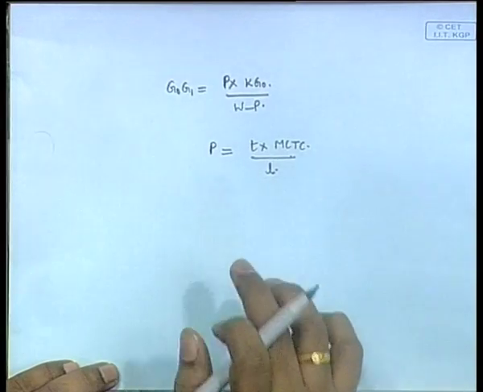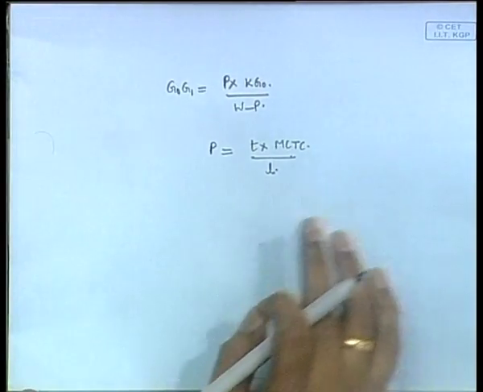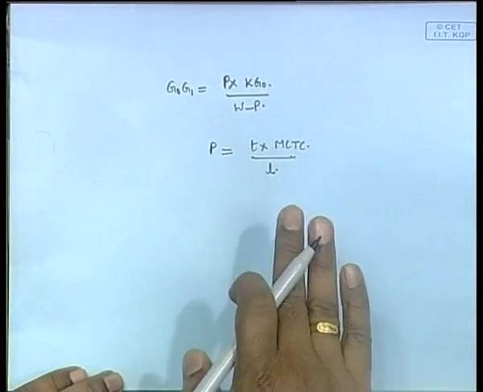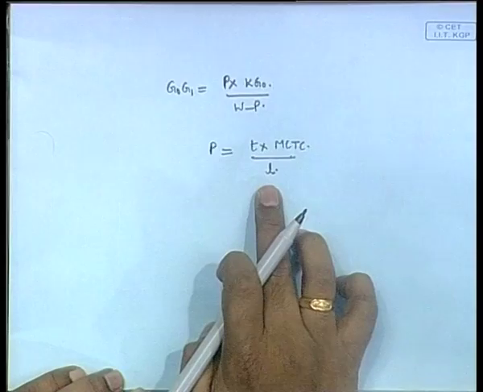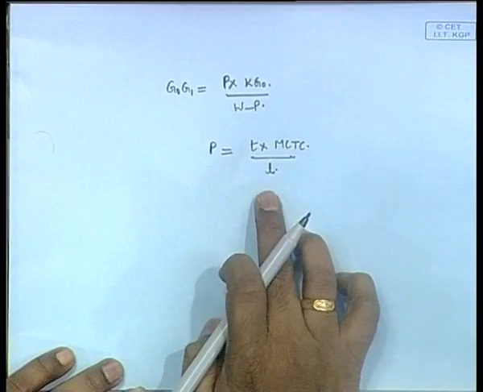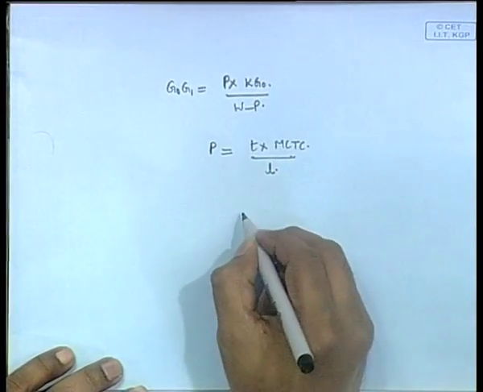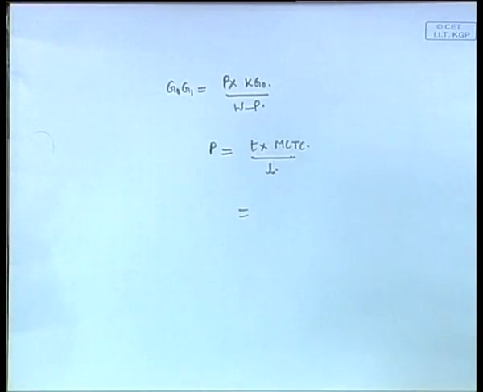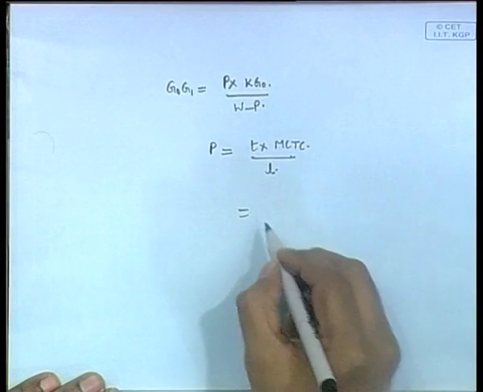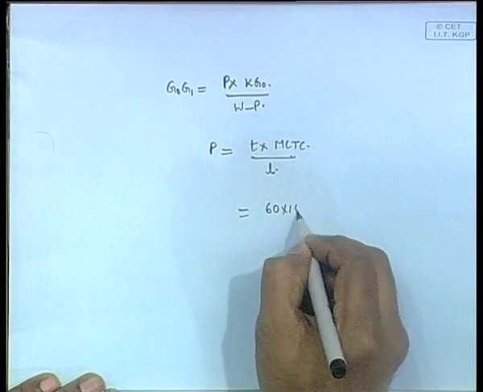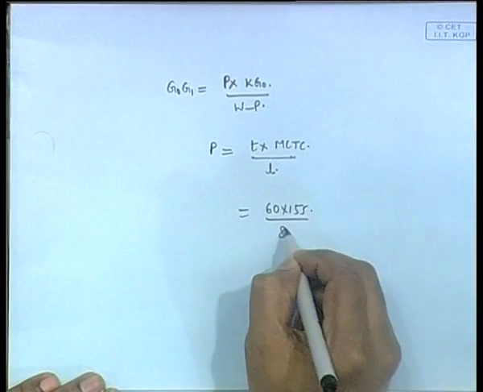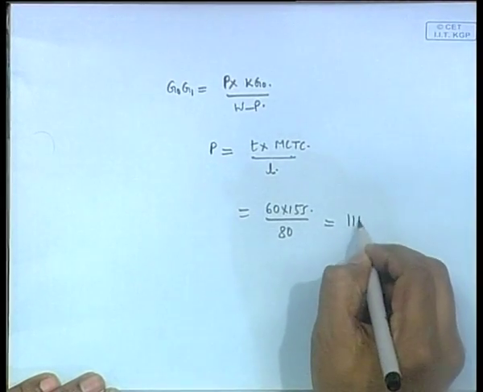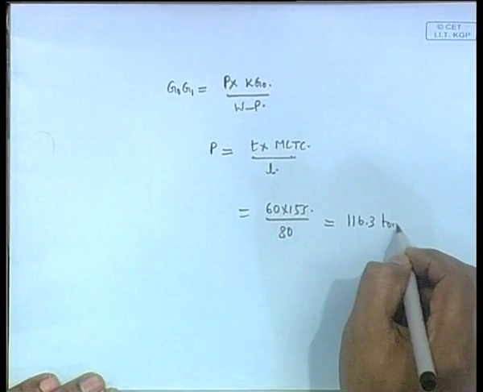This is the critical instant when it touches here and then it just sits, and therefore at that point T into MCTC by L will give you P. You are given that your trim is 0.6 meters. So, 60 into 155 divided by 80 becomes 116.3 tons.